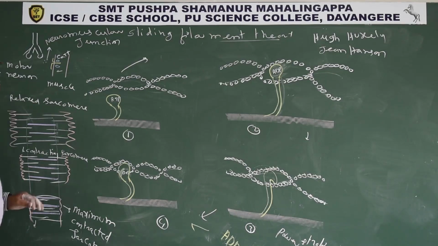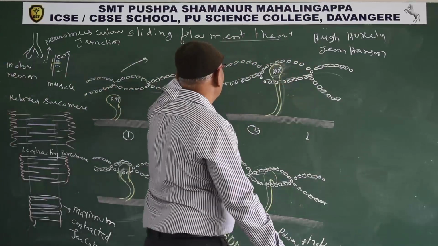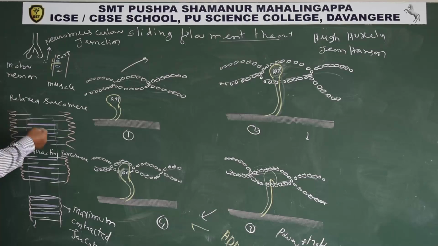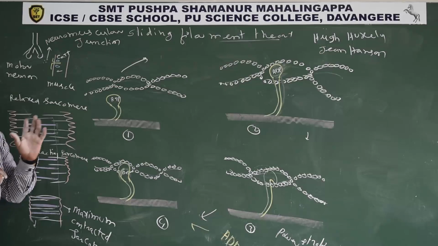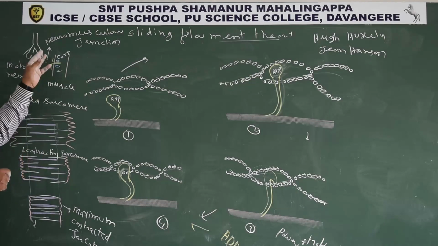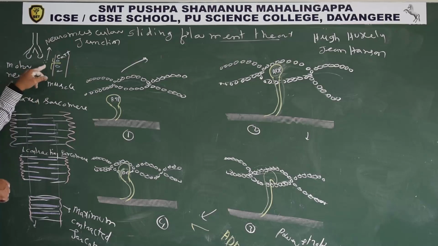Look at the board. The sliding filament theory was proposed by Hugh Huxley and Jean Hanson. Sliding filament theory means the actin filament slides over myosin. The central nervous system sends the message to the muscle, and only then does the muscle undergo contraction. The central nervous system transfers the message via the motor neuron, which releases it at the neuromuscular junction.